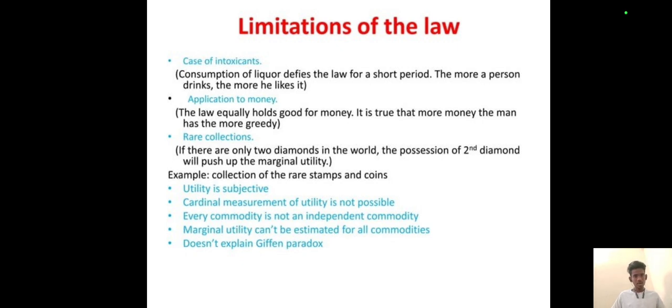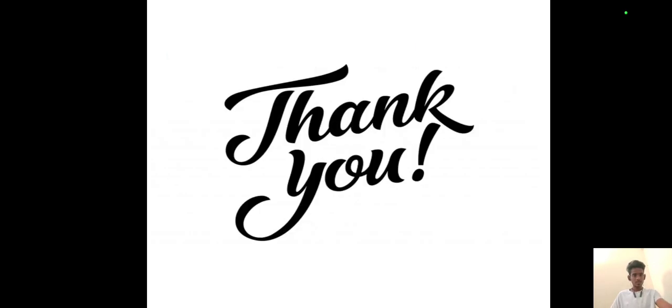Utility is subject to cardinal measurement, which is not possible. Every commodity is not an independent commodity. Marginal utility cannot be estimated for all commodities. It doesn't explain the diamond-water paradox. That's all about my topic.